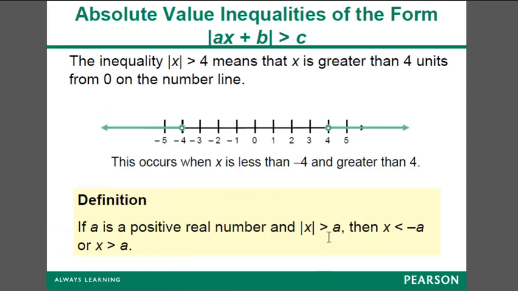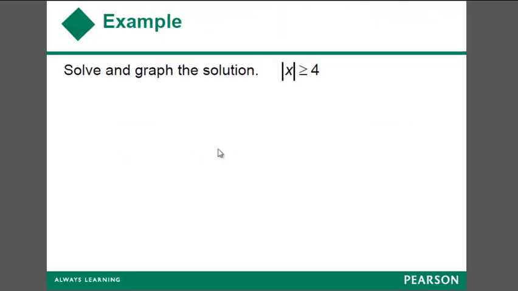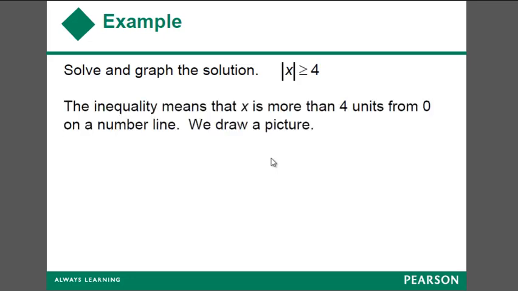Whenever we're looking at absolute value is greater than, what we're doing is we want to know if it's greater than the positive or less than the negative. So we're going to have to separate it and look at two separate values. So the absolute value of x is greater than or equal to 4. This inequality means x is more than 4 units from 0 on the number line.